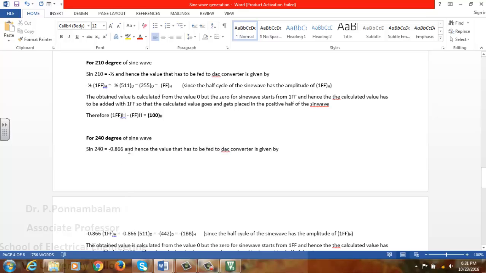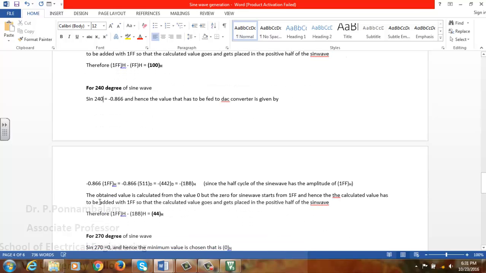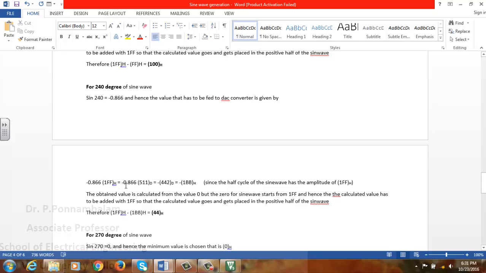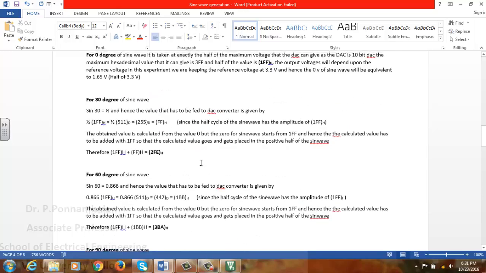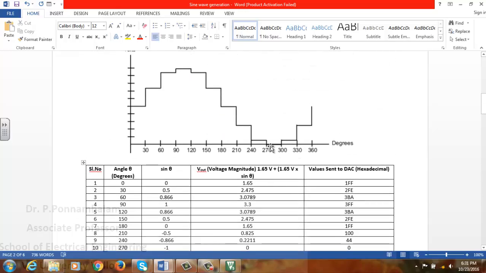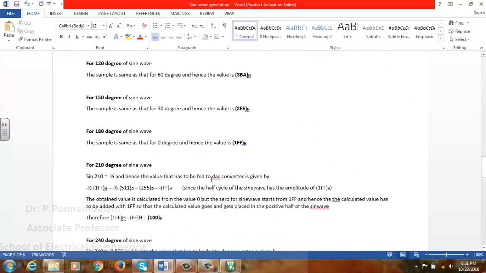It is minus 0.866, and minus 0.866 is multiplied by 1FFH, so obviously 1FF is converted to 511, so you'll get it as minus 1BB, and 1FF minus 1BB is 44H, and then for sine 270 degree it is like a 0, so the minimum value is chosen for this one, that is the negative maximum. Sine 270 is the negative maximum, that is this value, eventually this is the zero value, sine 270 degree.